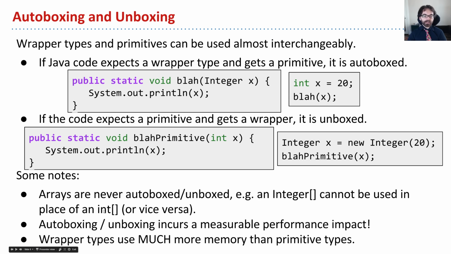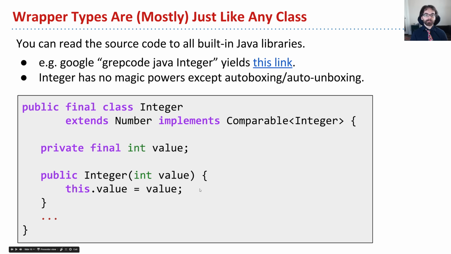Another is that the process of autoboxing and unboxing incurs a measurable performance impact. So the very fact that the ArrayList class takes capital I Integers means that the performance won't be quite as good as a version of ArrayList that is hardwired to handle the int primitive type. Another big issue is that wrapper types use much more memory than primitive types, and we'll see just how much in a moment. Now I want to mention that wrapper types are not magic.